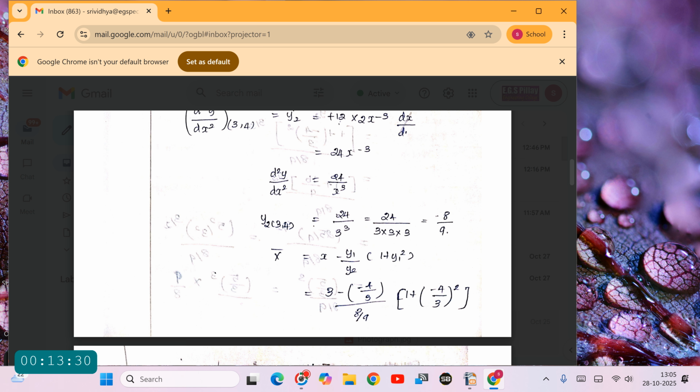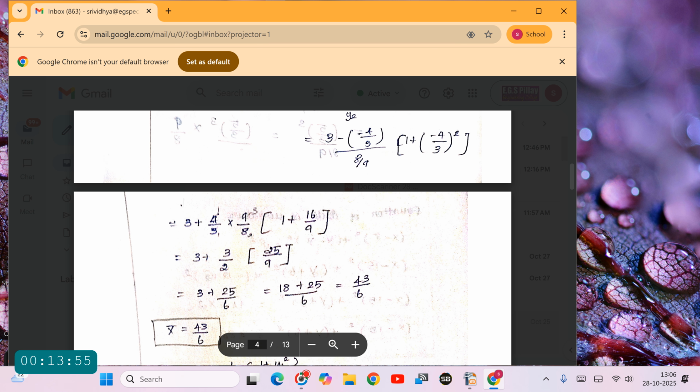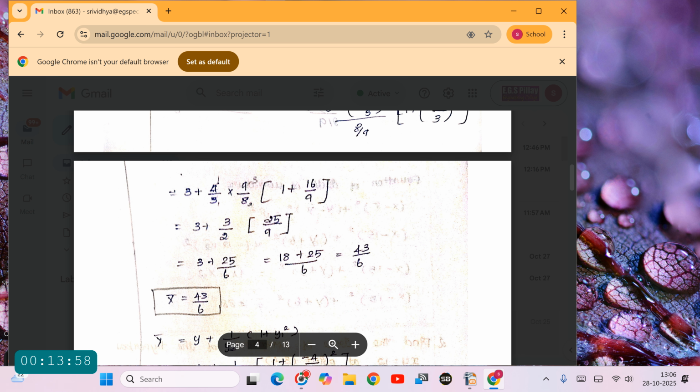Next we need to find the value x bar. X bar is equal to x minus y1 by y2 into 1 plus y1 square. Already we know that the values of x and y are given by (3, 4). So we can substitute x value as 3, and we found the value of y1 as minus 4 by 3 and y2 as 8 by 9. We can substitute all those things in the formula of x bar, the x component of the center of curvature. In the next step, if you simplify, you get x bar value as 43 by 6.